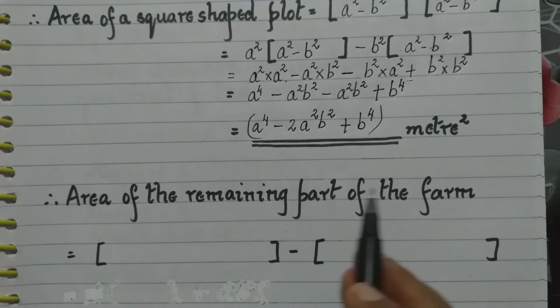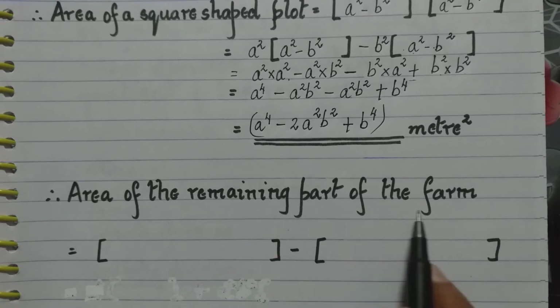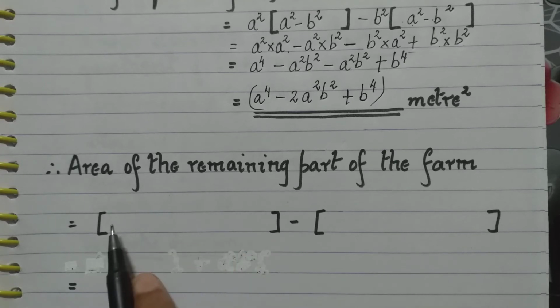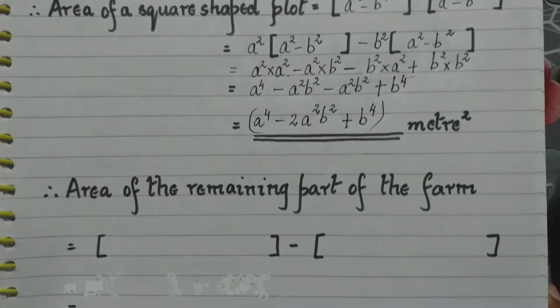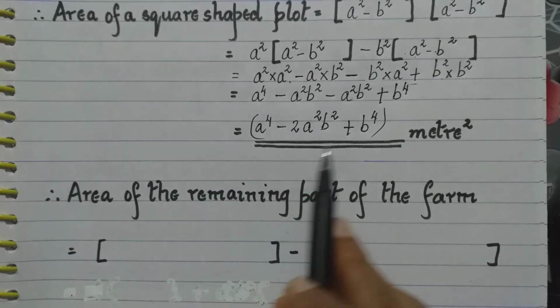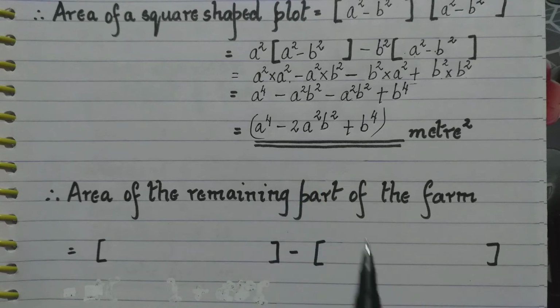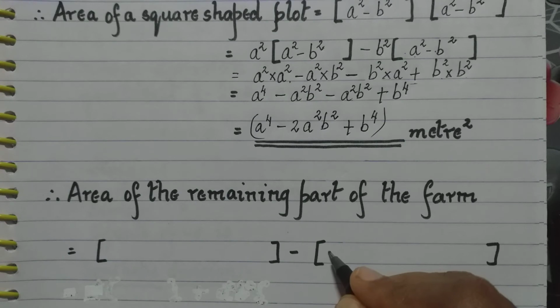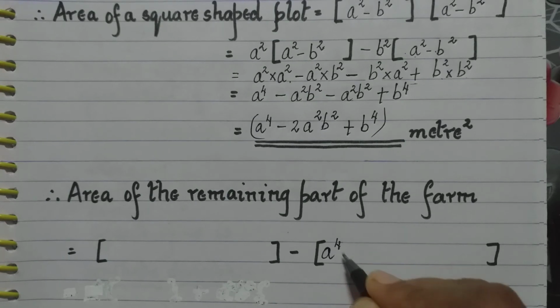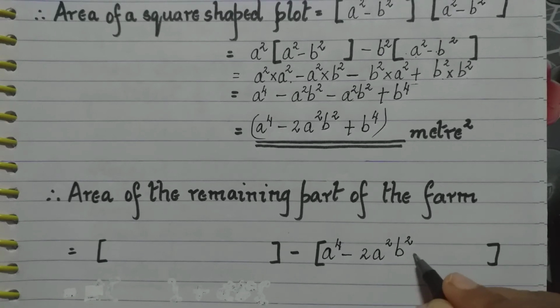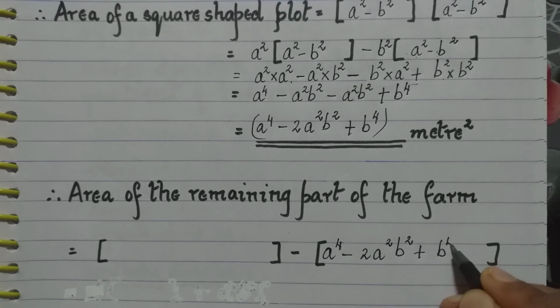So when I have to find the area of the remaining part of the farm, first I have to find the area of the rectangular farm minus the area of the square shaped plot that comes here. So I have to minus this. So let me write this first. Area of the square shaped plot is this. So I directly write here a raised to 4 minus 2a square b square plus b raised to 4.